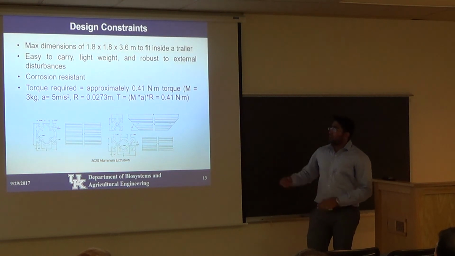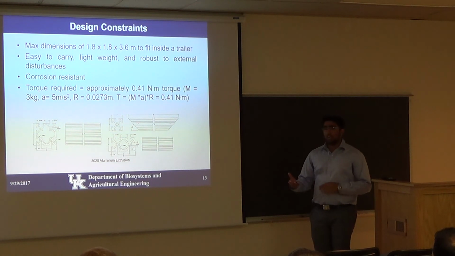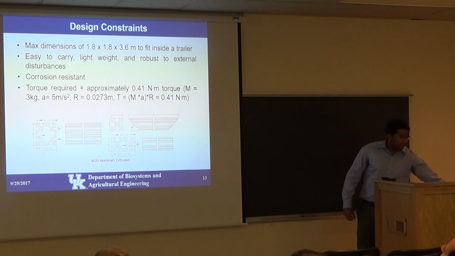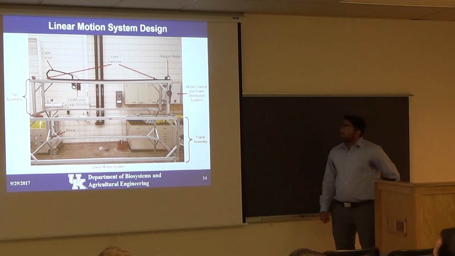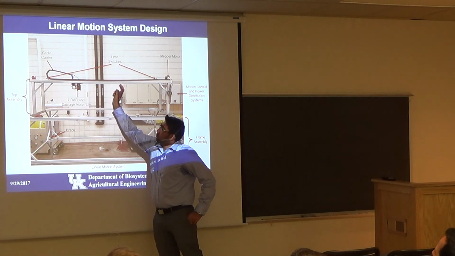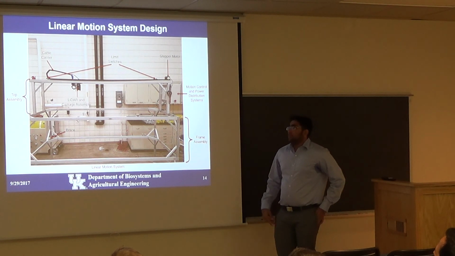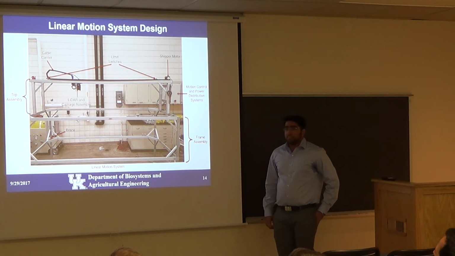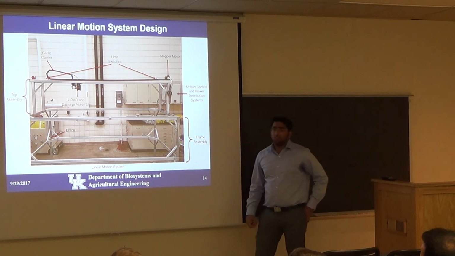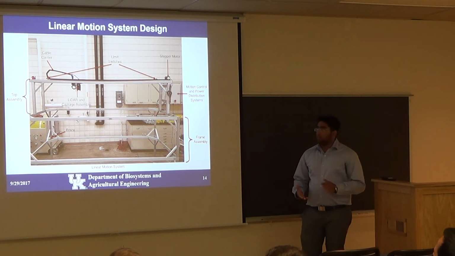And this is the torque requirement of the system, from mass 3 kilograms, acceleration A, and radius R. The mass comes from the carriage assembly, which I will be showing in the next slide. So this is the whole linear motion system design. The mass comes from this thing which moves back and forth, and its mass is 3 kilograms. We set the maximum acceleration to 5 meters per second squared, and the R comes from this stepper motor pulley, which is 0.0273 meters. So it comes out to be 0.41 Newton meters, the torque requirement.